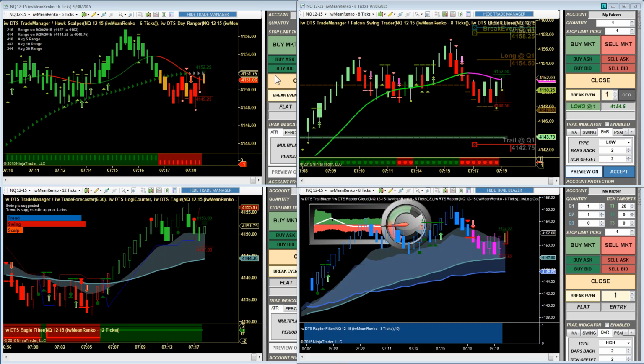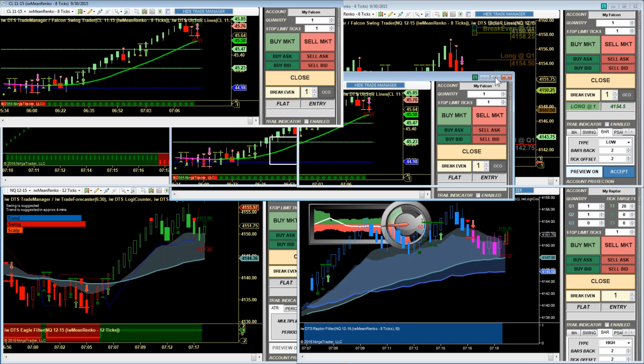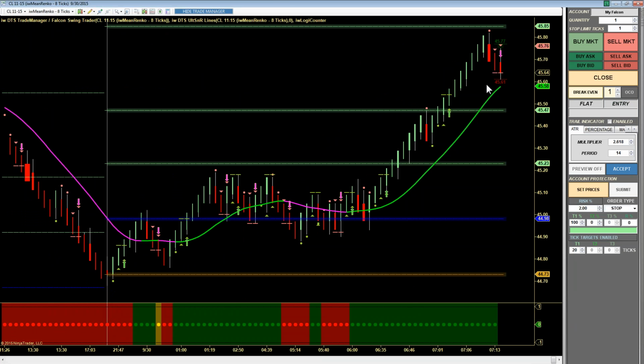Let's bring the Falcon for crude oil over here. Now, we can use any of the tools for this. I tend to gravitate toward the Falcon for the inventory report, only because the Falcon will very often give us ranges that we can use.